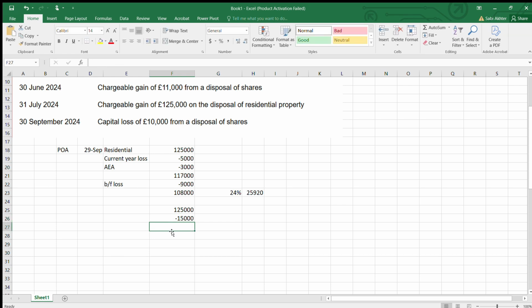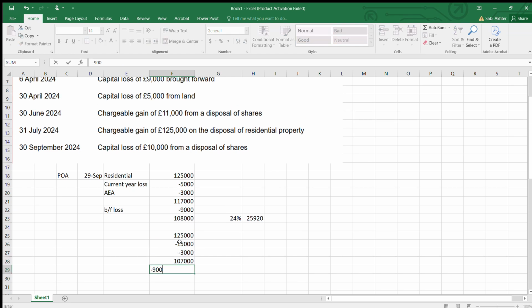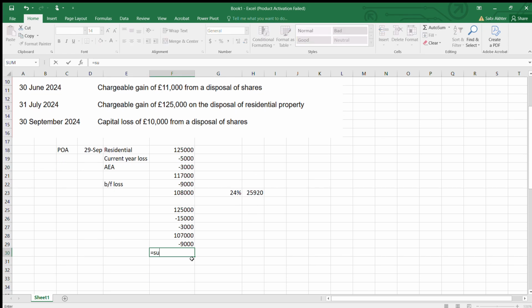Now you deduct your annual exempt amount of 3,000. Remember, you need a sum function. You can't directly deduct your brought forward losses because you need to know the total. This could be sometimes less than your brought forward losses. Now it's 107. You can deduct your brought forward losses 9,000. And now do the sum function. Nothing is unrelieved to be carried forward. Everything is utilized. 98,000.